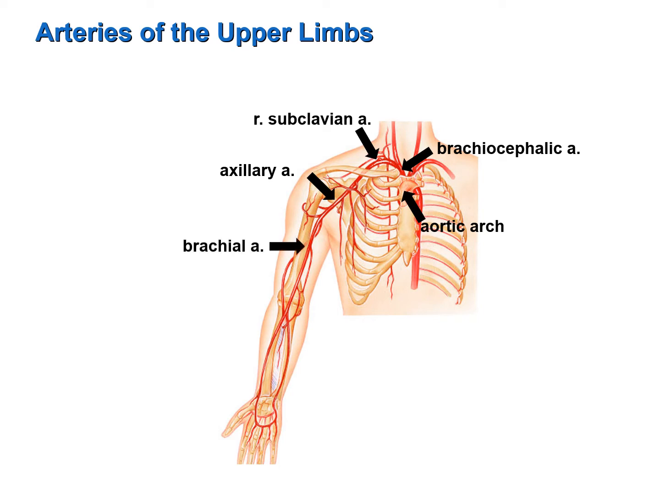Then the artery right past the elbow divides and runs along the radius as the radial artery and along the ulna as the ulnar artery. So it's quite easy to learn the names of these arteries if we study them like roads.